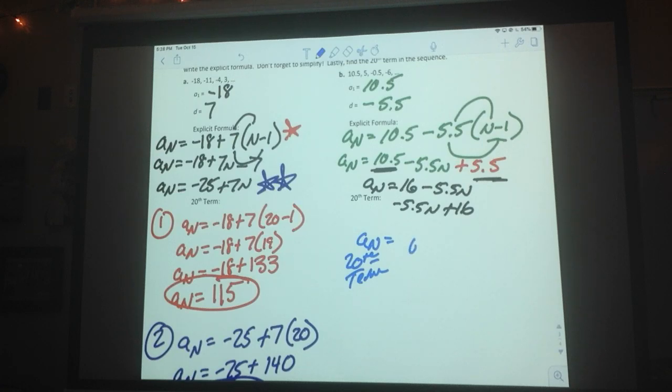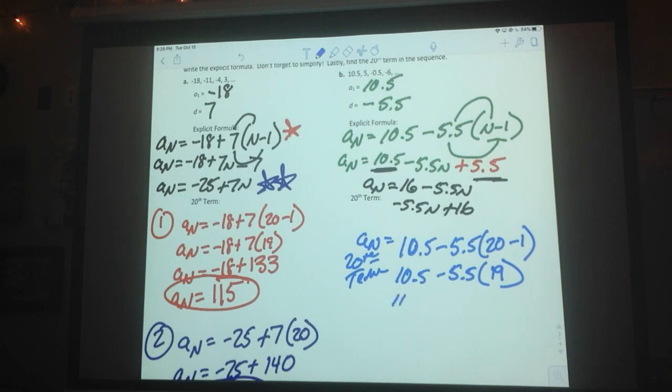Well, it was 10.5 minus 5.5, and then for the 20th, plug in 20 and subtract 1 from it. So this becomes 10.5 minus 5.5 times 19. Okay? Some of you are going to skip steps and just write 20 inside the parentheses. Remember, it's 20 minus 1 or 19. And then I'm going to multiply that 5.5, and that's negative 5.5 times 19, and that gets me negative 104.5.